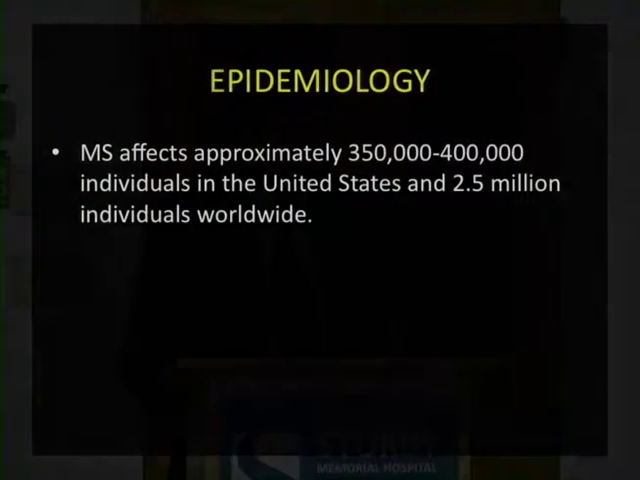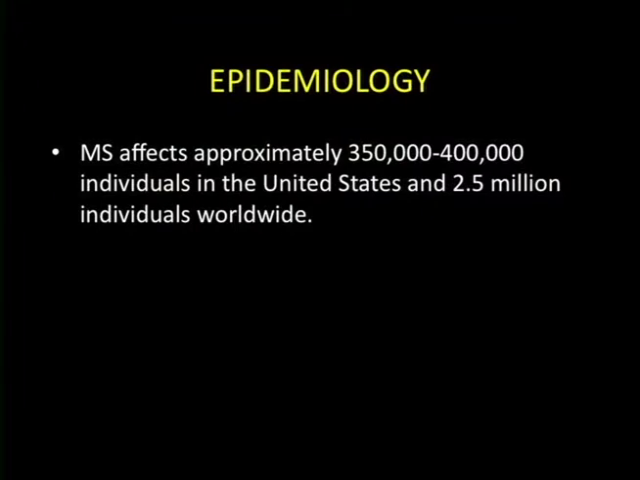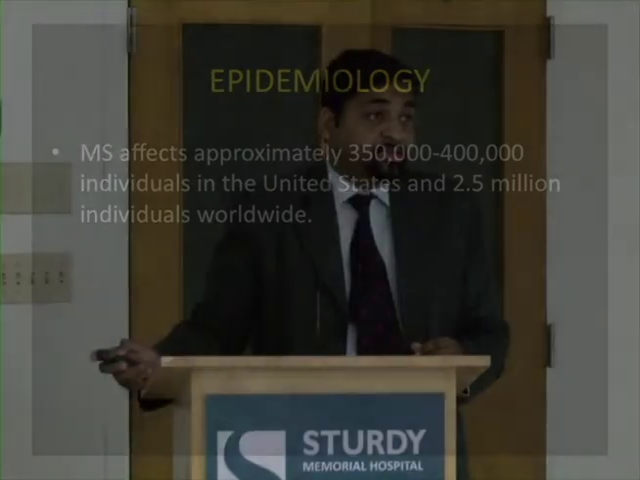But it can present across the lifespan. In the United States alone, it affects 350 to 400,000 individuals. So if we say that the population is 300 million and 1 in 1,000, that comes to about this number, which is also empirically derived. And worldwide, about 2.5 million individuals are affected. So it's a fairly common problem, and the fact that it affects people in their young adulthood makes it even worse.